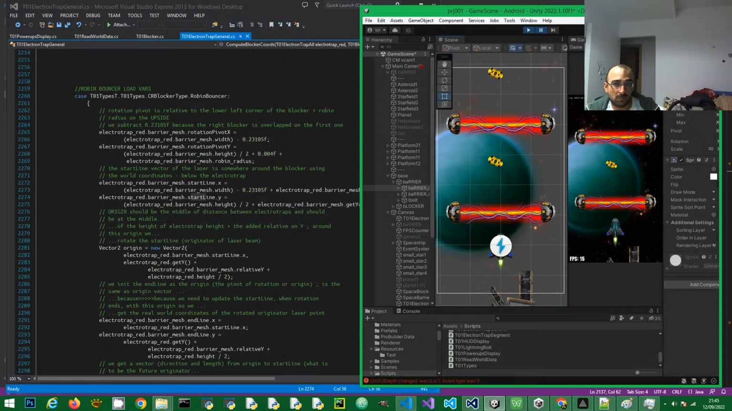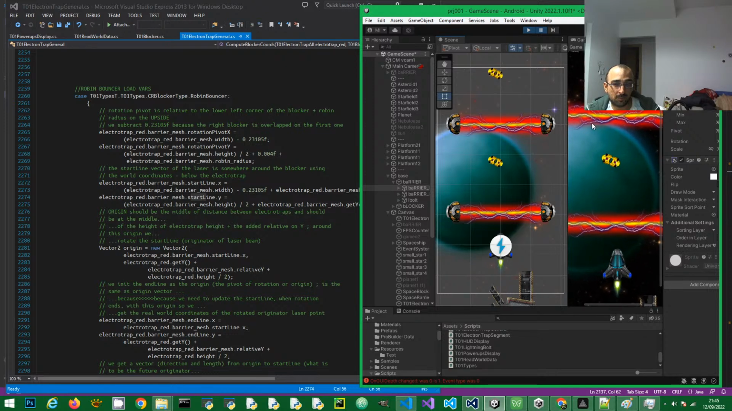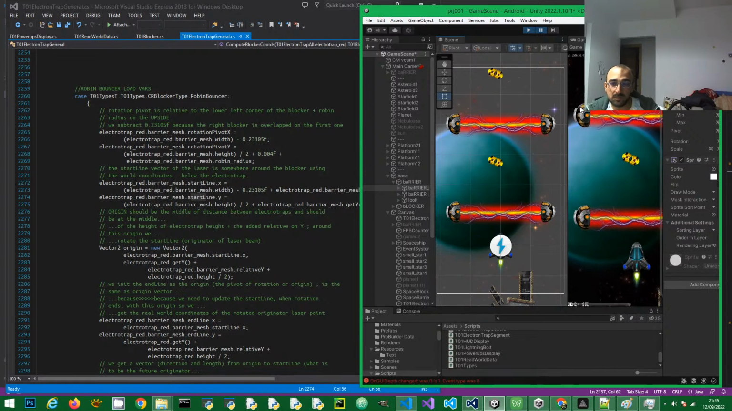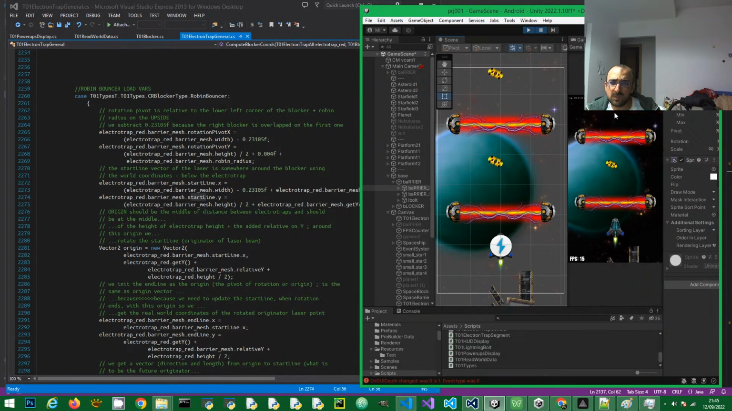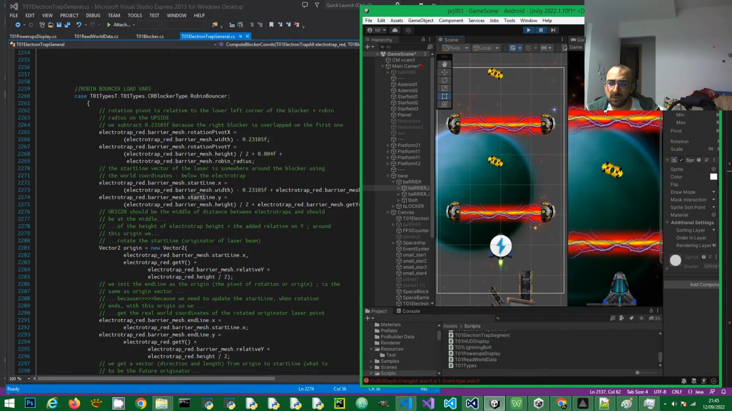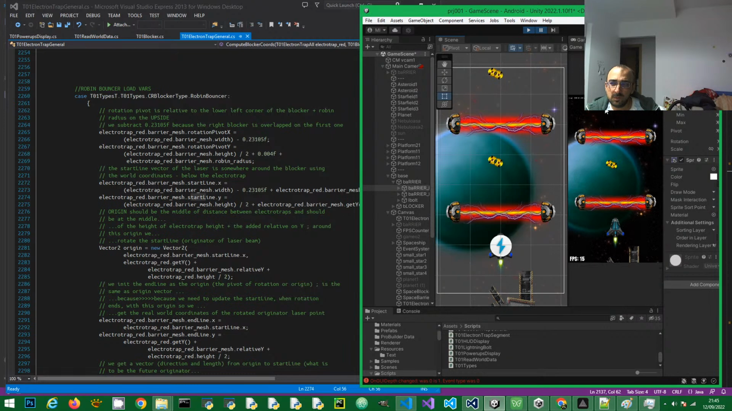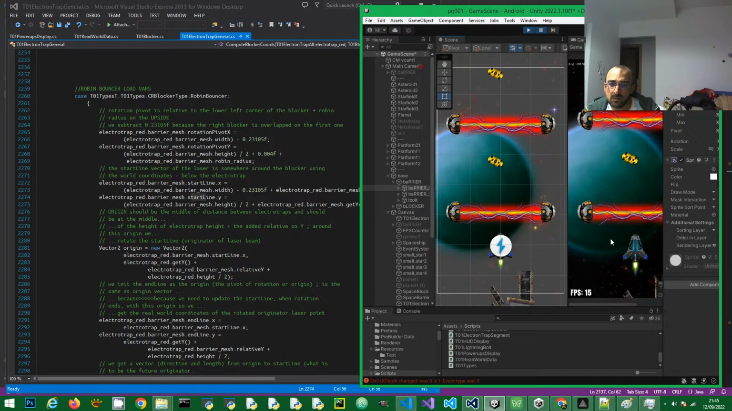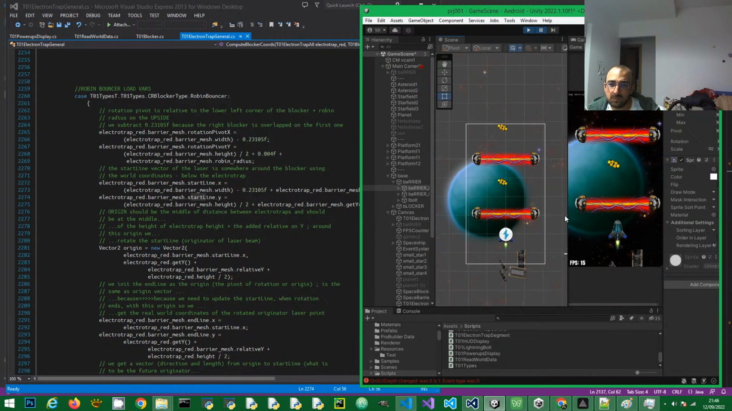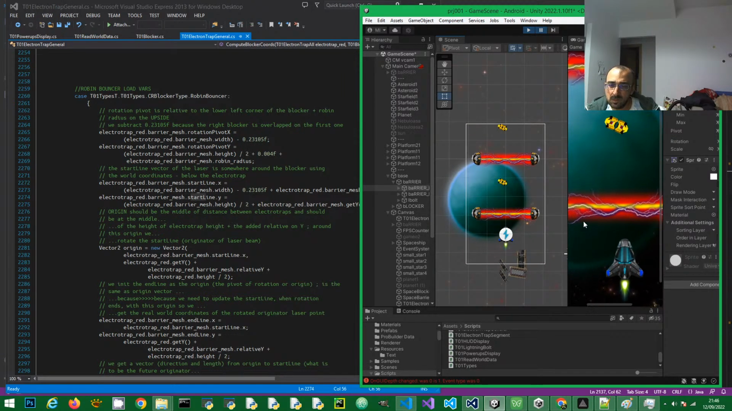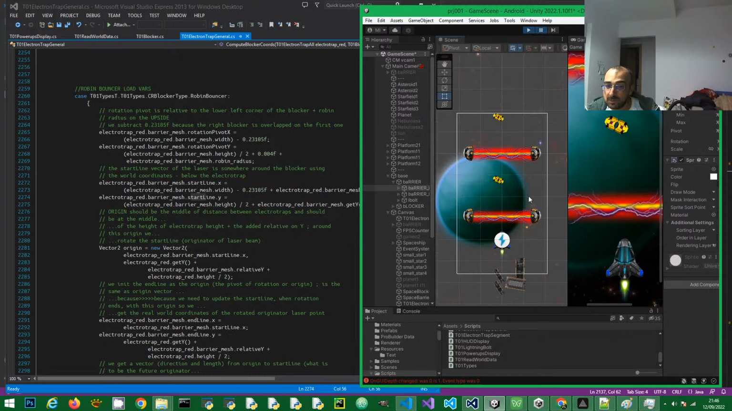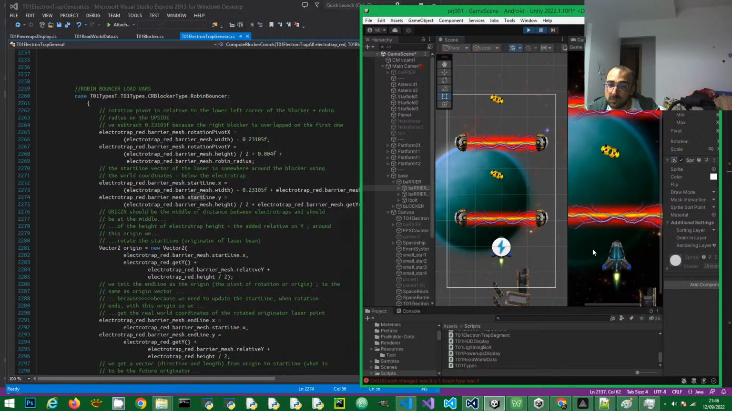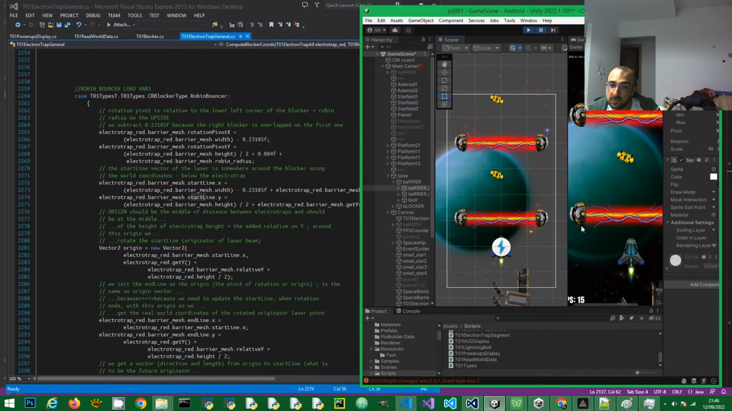It's a fun game to code. It's not just a basic shoot 'em up space shooter. So when we're starting to approach these barriers, we will get electrocuted. Our spaceship will start to lose health.